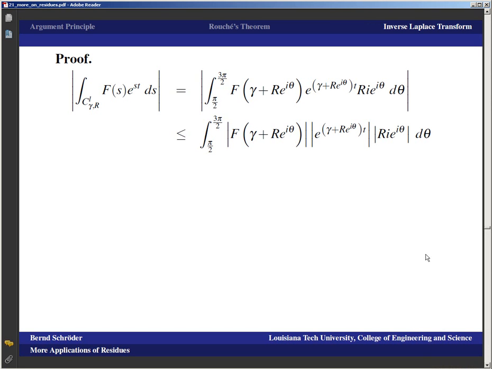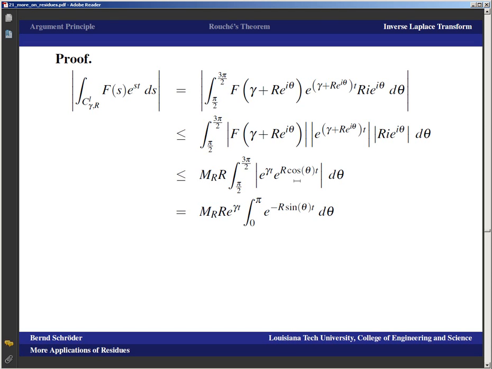All right, and we're back. That's less than or equal because we're using the triangle inequality for integrals. And now the f is bounded by M_r. The r i e to the i theta, well, this stuff here has absolute value 1, so that just gives us r. And what's left, if we puzzle the exponential apart, is e to the gamma t, e to the r cosine theta times t. And e to the gamma t, well, gamma is a positive real number, t is a real number. And so that means that this becomes M_r e to the gamma t, and then we've got this other integral left.